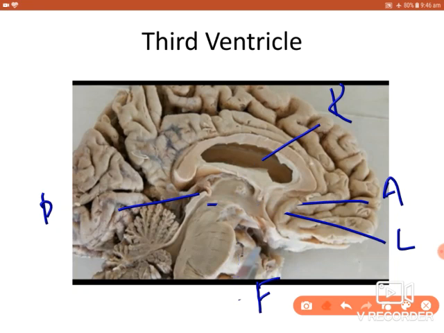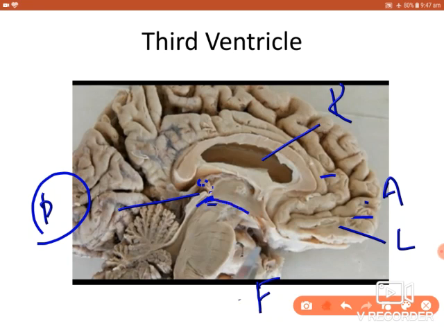Anteriorly, you can see the anterior commissure. These are the columns of the fornix. Then this is the lamina terminalis. Then this is the optic chiasma. This forms the anterior wall. Then posteriorly, you can see the pineal gland. It has a superior lamina, and this is the inferior lamina of the pineal gland. The inferior lamina has the posterior commissure. Then there is the commencement of the cerebral aqueduct. This forms the posterior wall.